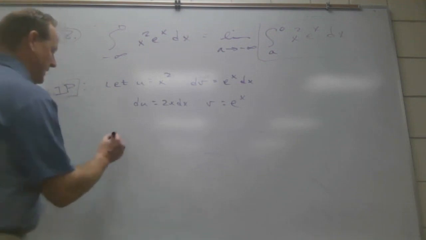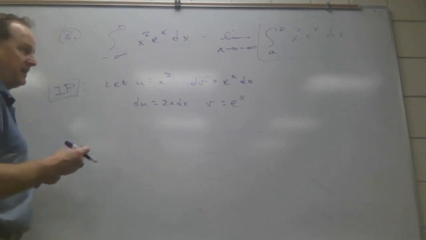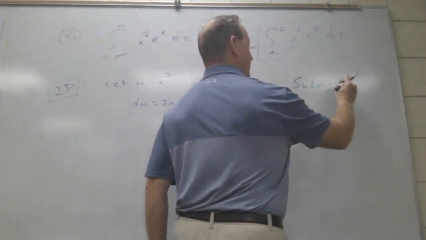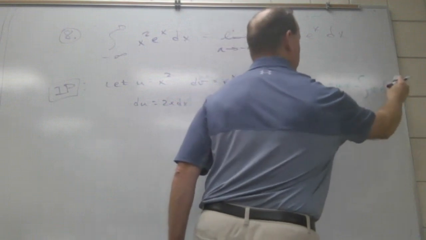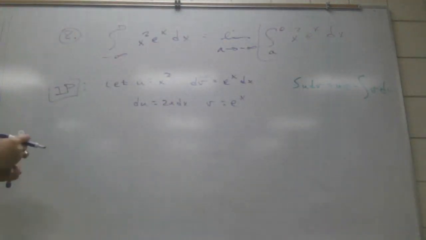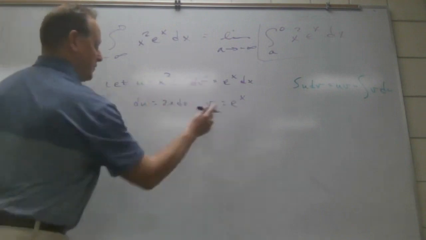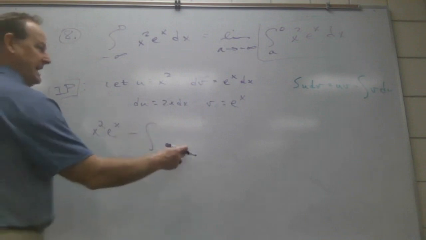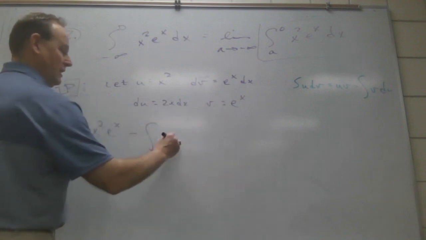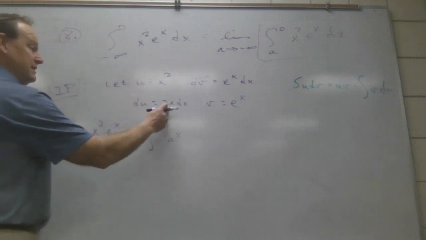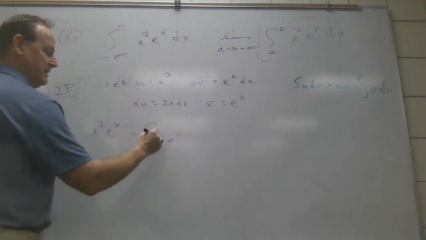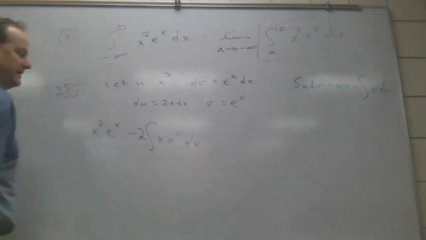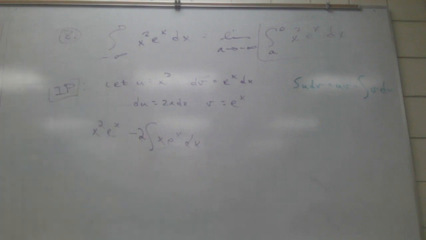Okay, this is a good review for the test anyway. So just in general, what is integration by parts? Let me write it over here. The integral of u dv equals uv minus the integral of v du. You remember that? So what is uv? It's x squared e to the x. So it's x squared e to the x minus the integral of v du. v is e to the x and du is 2x dx. I'm going to write the 2 out front, and then x and dx. I just pulled the 2 out. You okay with that?